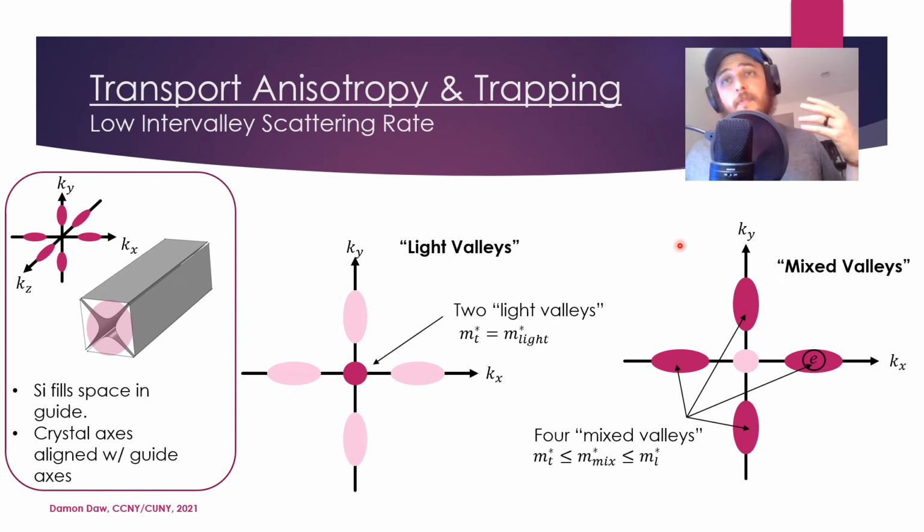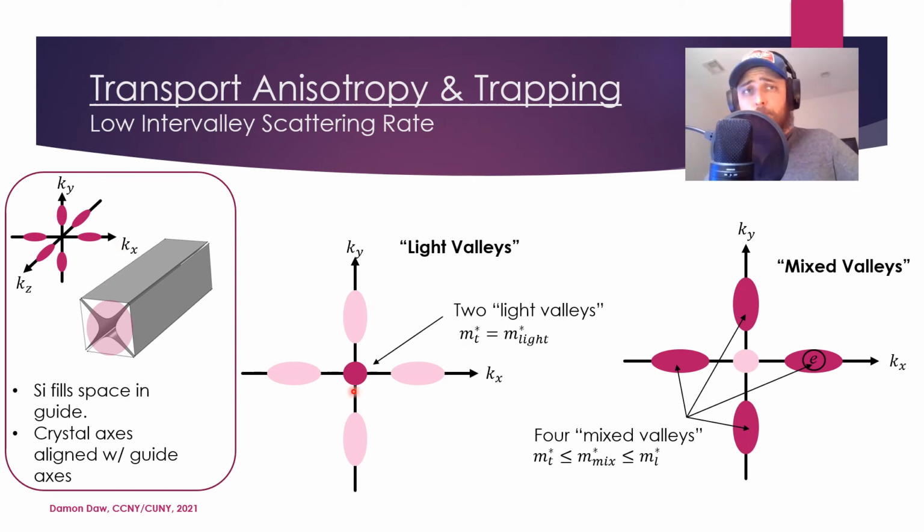But there's still a lot of scattering. So there's still this average damping force, and there's still a fluctuating force. So they're still Brownian, but the electrons are more or less confined to whatever valley they settle in. One way to think about this is, say we have a hyperbolic electrode guide, and we fill the space with silicon, and you align the crystal axes of the silicon such that they're aligned with the guide axes in a particular way, like this.